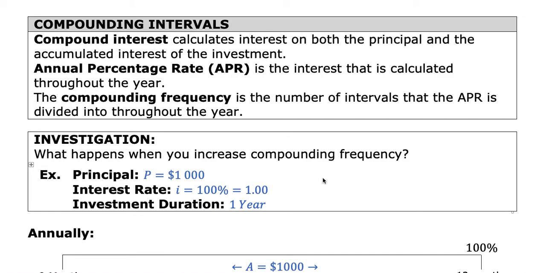Compounding intervals. Compound interest calculates interest on both the principal and the accumulated interest of the investment. An annual percentage rate is the interest that is calculated throughout the year. The compounding frequency is the number of intervals that the annual percentage rate is divided into throughout the year.